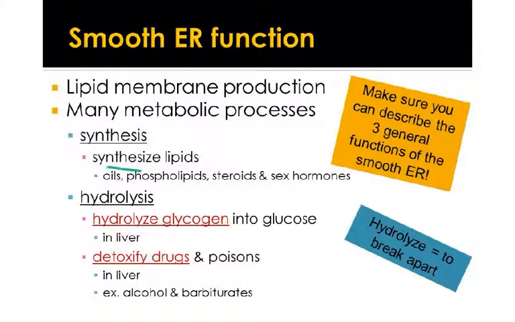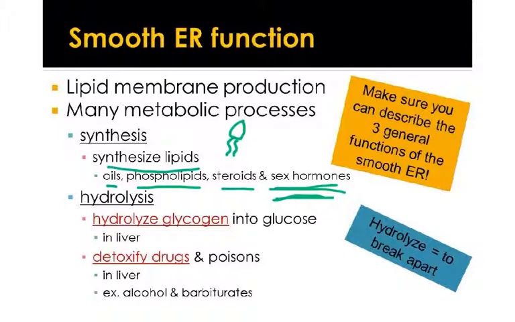The first one is synthesizing lipids, and those lipids can consist of oils, phospholipids, steroids, and sex hormones. Phospholipids, remember, are the things that look like this. And so obviously, if your smooth ER is making these phospholipids, it can then in turn use those phospholipids to make membranes. And obviously, if it makes sex hormones, it can make things like testosterone and estrogen.